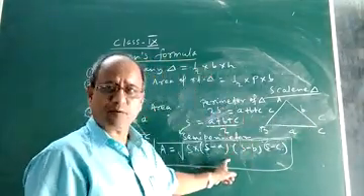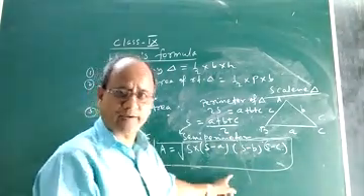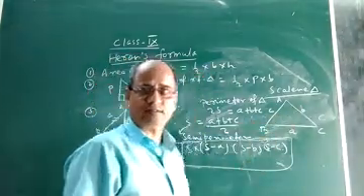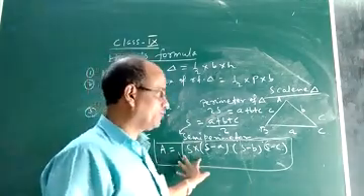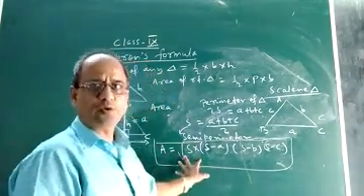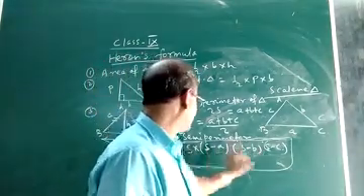You will use this formula to calculate the area of a scalene triangle, provided you are given the length of all the three sides. Okay. Now the point is, this is the formula to calculate area of scalene triangle, S minus A, S minus B, S minus C into S.